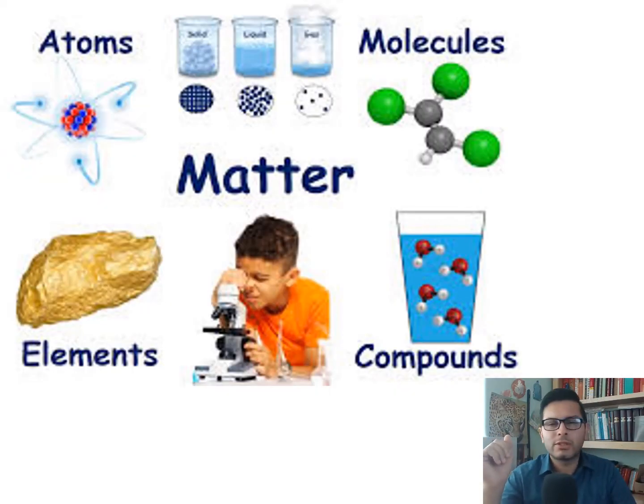Now this is a cool picture, albeit a little bit confusing, but we have matter right in the middle, and matter is what we are talking about. That is the only thing that matters inside of this PowerPoint. If you look at the top, you'll see the three states of matter. Then we have a picture of atoms at the top left, elements at the bottom left. Elements are made up of one type of atom. Molecules at the top right are made up of different types of atoms, and compounds are basically the same thing as molecules.